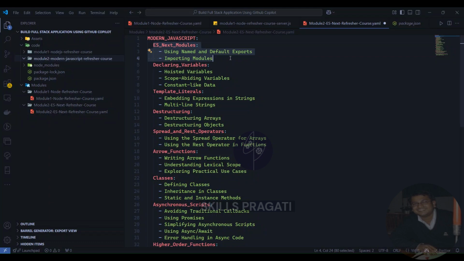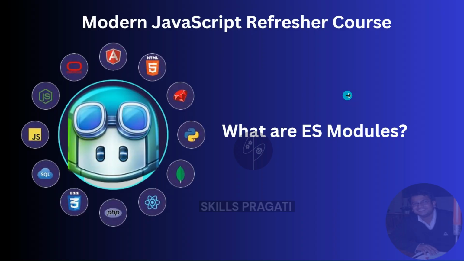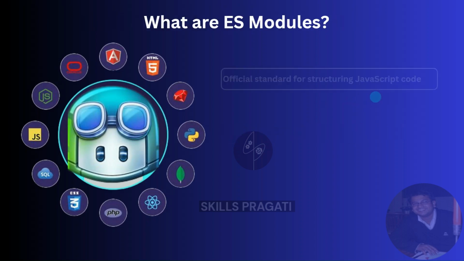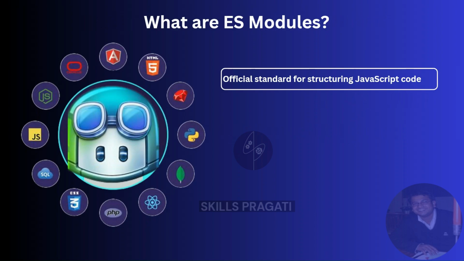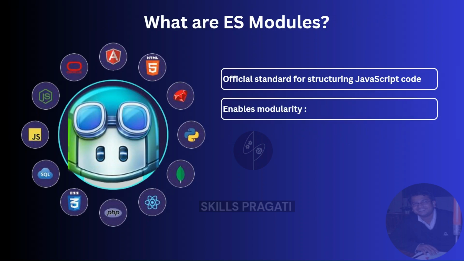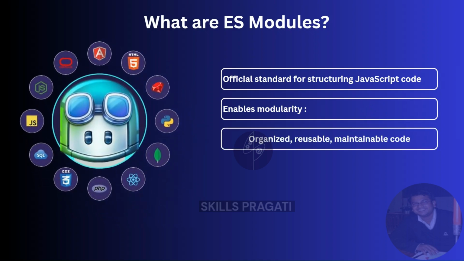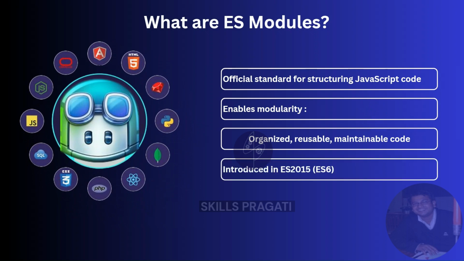We will start our session with a question: what exactly are ES modules? So guys, ES modules are the official way to structure JavaScript code. Think of them as building blocks. They allow us to break down our code into smaller, more manageable pieces. This makes our code easier to understand, reuse, and maintain. ES modules were introduced in ES 2015, also called ES6.